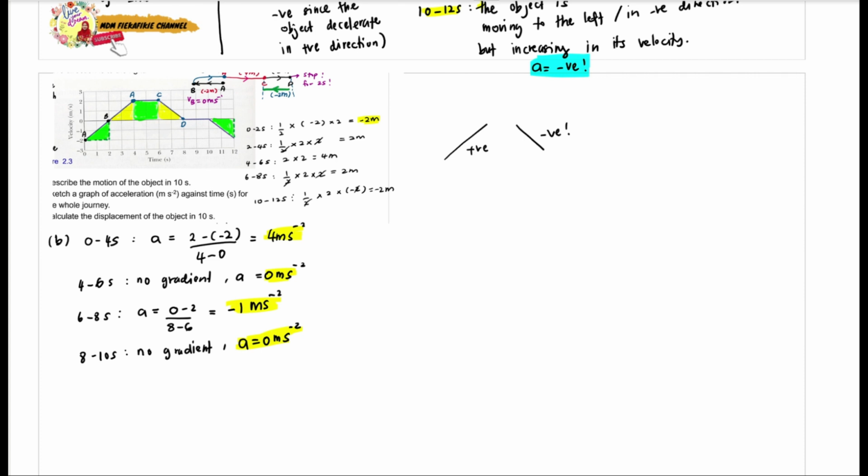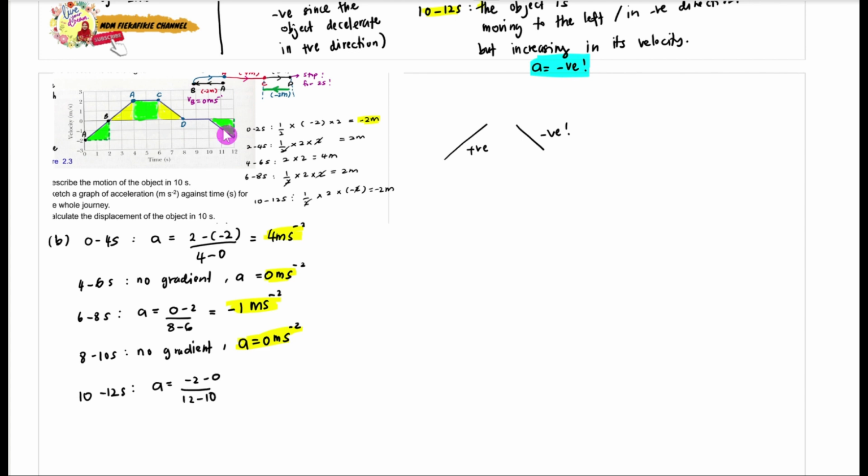And then the last one, from 10 to 12 seconds. We can calculate here. Look at the pattern of the gradient. So this should be negative value. The gradient should be negative, means that the acceleration will be negative value. Alright, so A is equal to negative 2 minus 0.